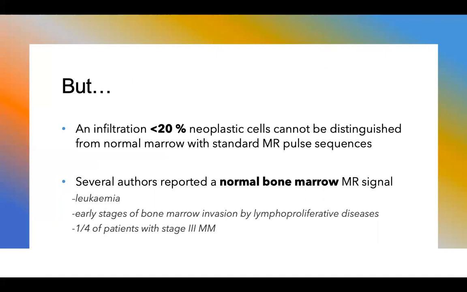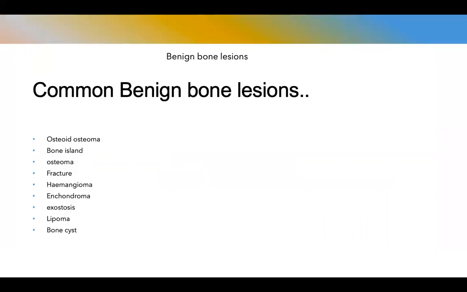But, and there is always a but, when we have an infiltration of less than 20%, we cannot actually distinguish the deposit from normal marrow with standard MR pulse sequences, and the scan may be just normal. And some authors have actually reported that a normal bone marrow MR signal is seen in some hematological malignancies.